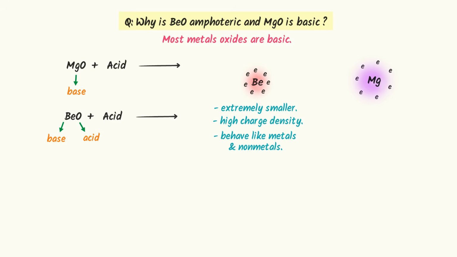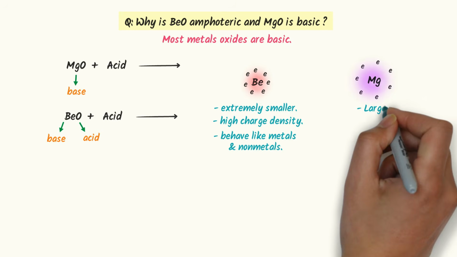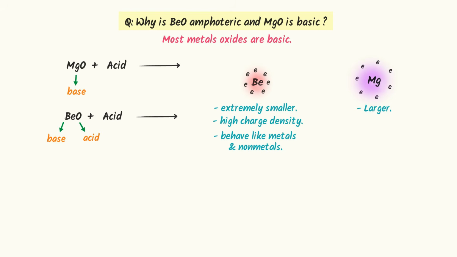Now compare this with magnesium. Magnesium is bigger than beryllium. Its charge is spread over a large space. The charge density is lower, so it behaves like a normal metal oxide. It reacts only with acids. It is purely basic. Thus we learn that small size and high charge density can change the chemical behavior of an element completely. Therefore, stop memorizing the periodic table, start understanding it.